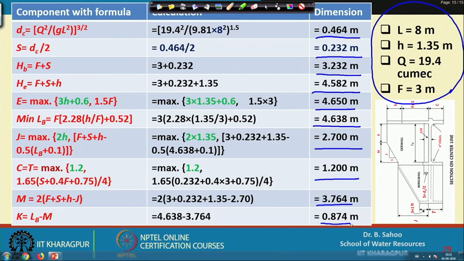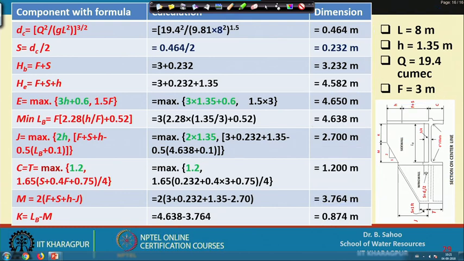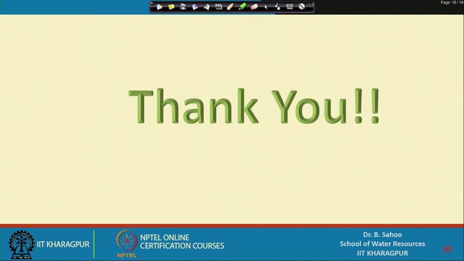So, all these steps, whatever steps we have already done for solving example number 1, those steps can be followed. So, those steps I am not repeating in this slide. So, this completes the example number 3.